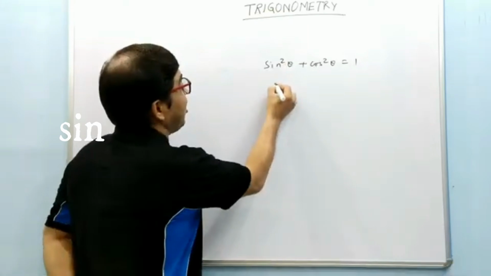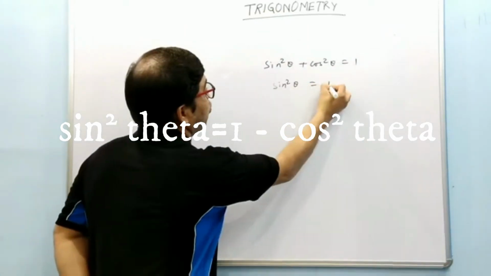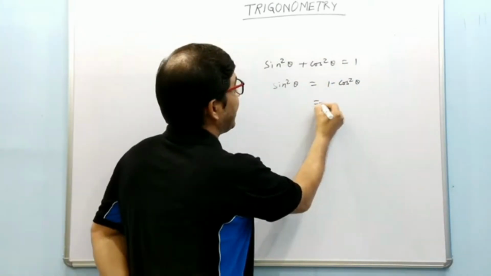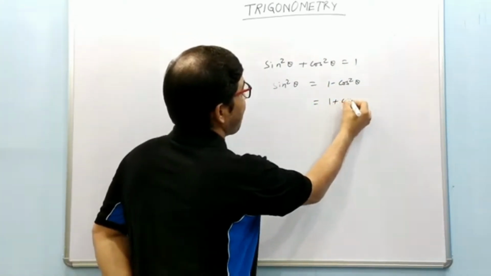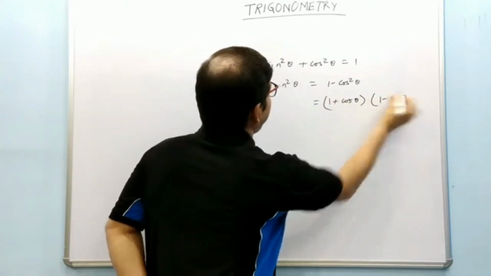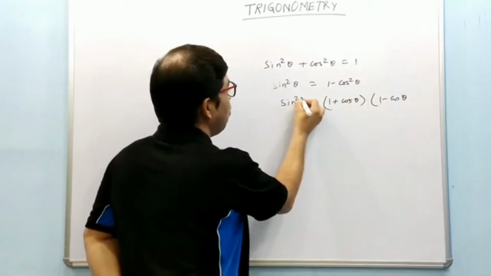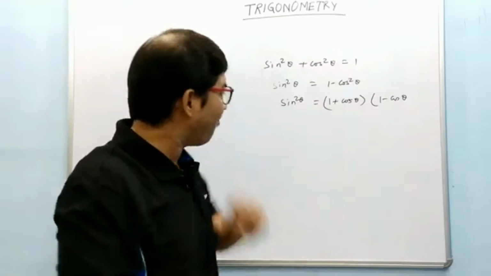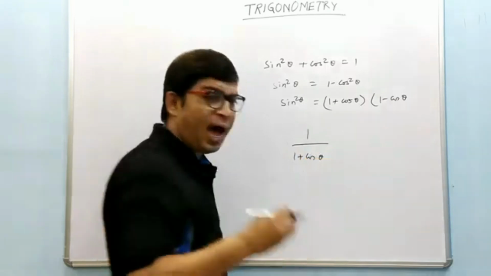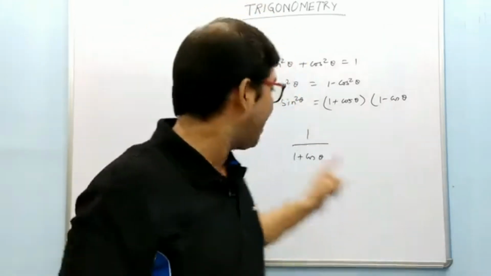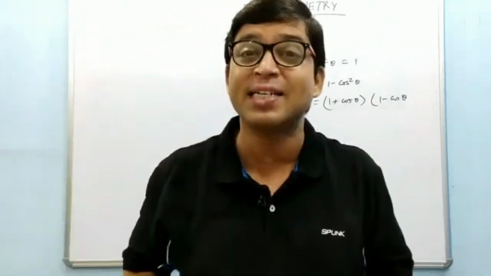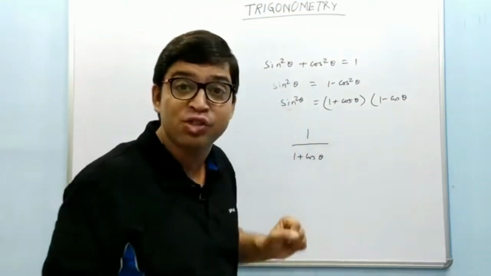See, we can just write sine square theta is equal to 1 minus cos square theta. This can further be written as 1 minus cos square theta equals 1 plus cos theta into 1 minus cos theta, which is equal to sine square theta. What use can we make of it? If it is given 1 by 1 plus cos theta, and we have to simplify that, we know that if we multiply it by 1 minus cos theta, known as rationalization, it will give us sine square theta.